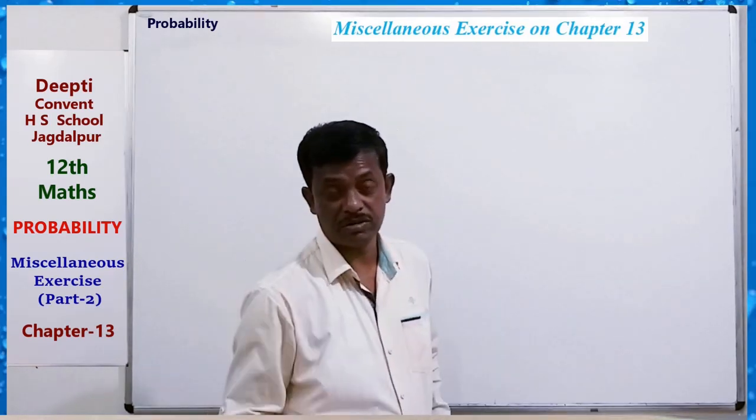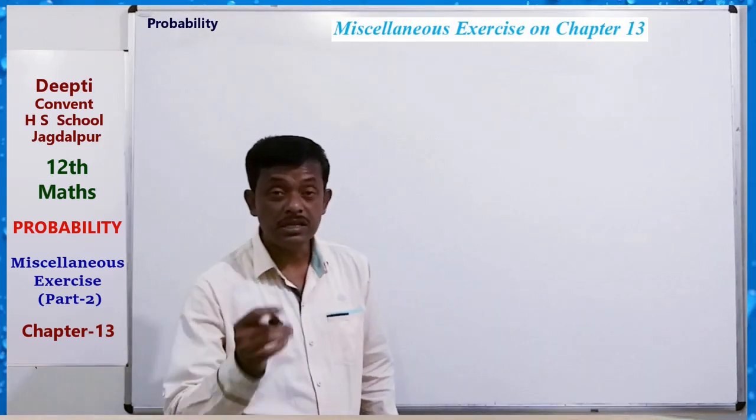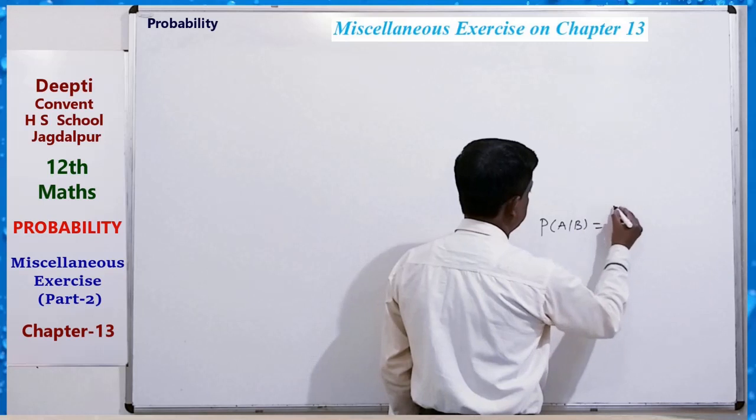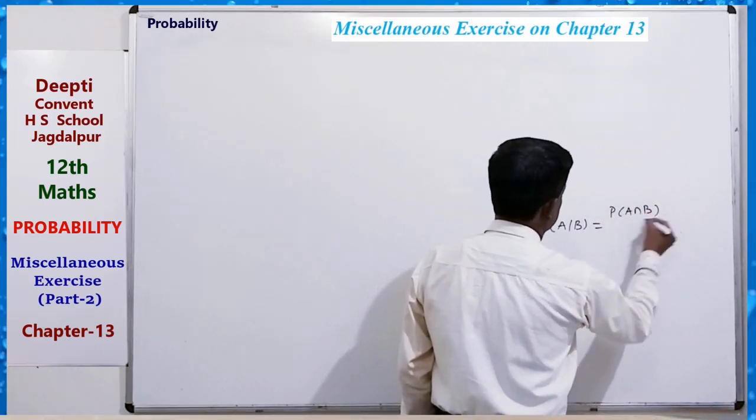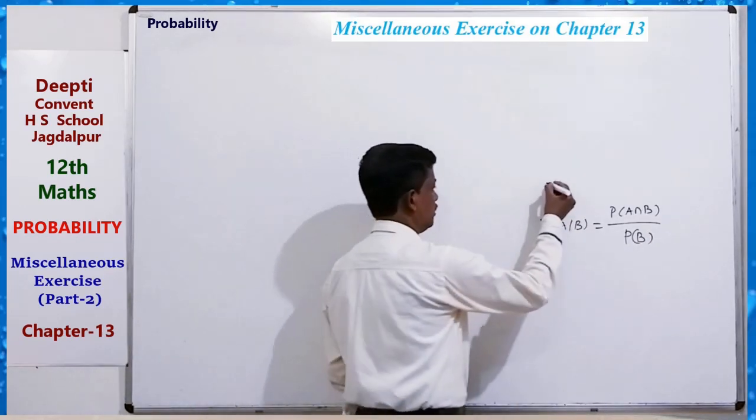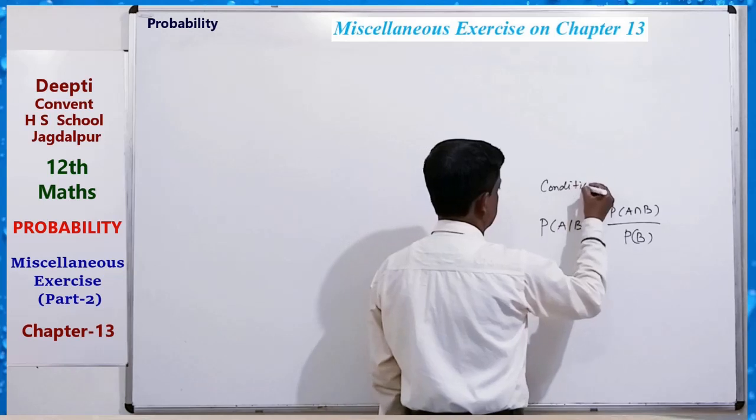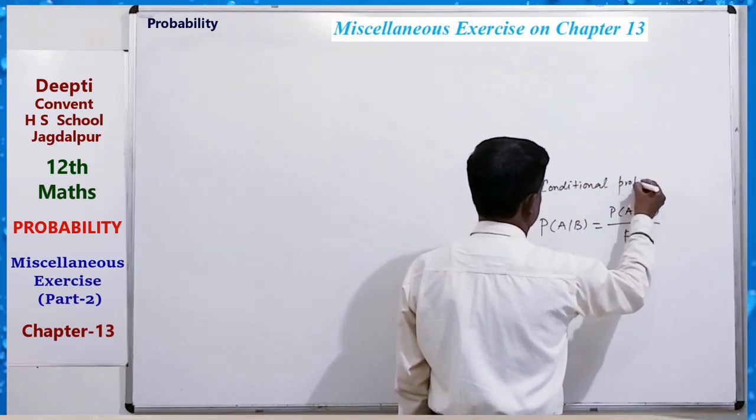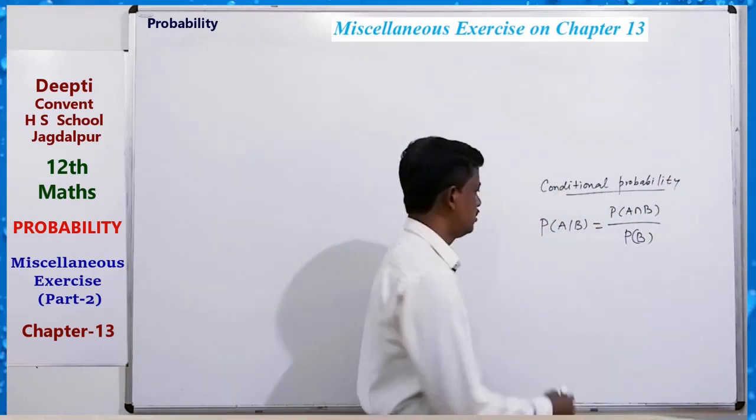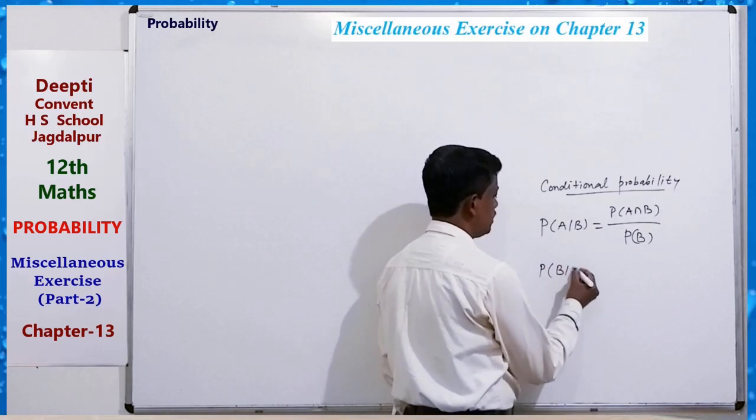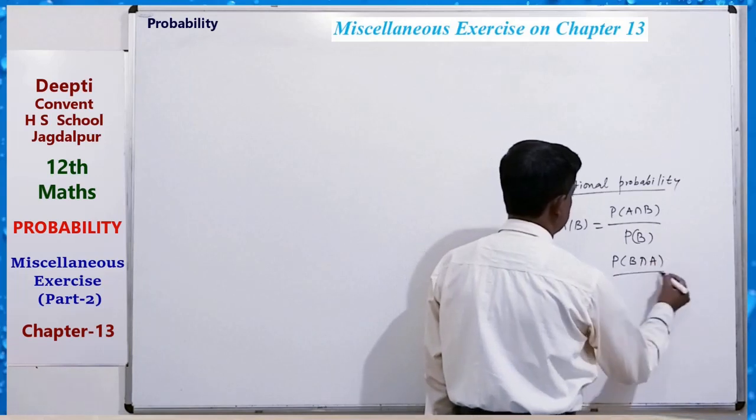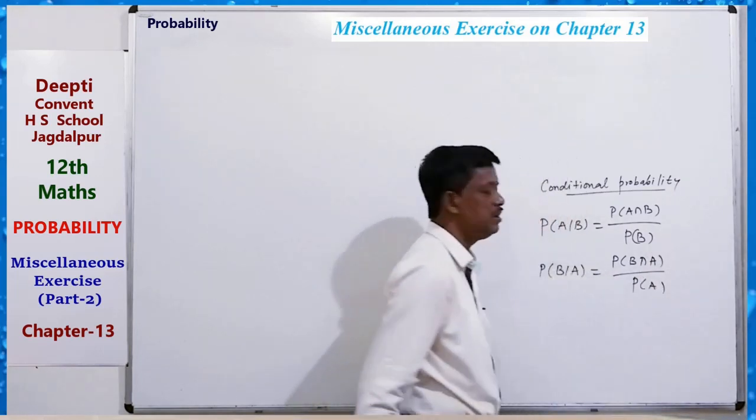In this chapter, our main formula was what? Conditional probability. Conditional probability means we are using the formula P(A|B) equals P(A intersection B) upon P(B). Also, you can write P(B|A) equals P(B intersection A) upon P(A). Here P(A) and P(B) are not equal to 0.